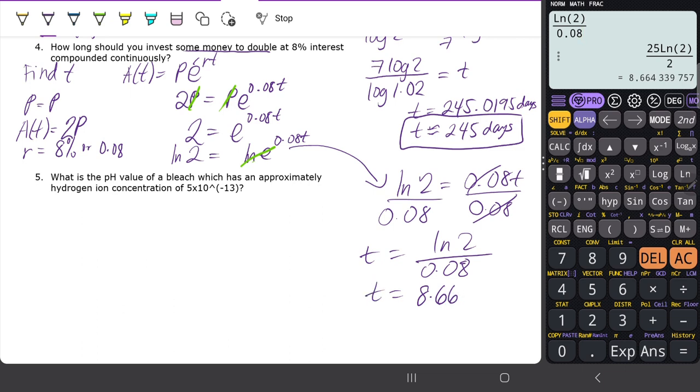Ilan to? Years, pwede rin, no? Hindi naman binanggit, so this is in terms of years.